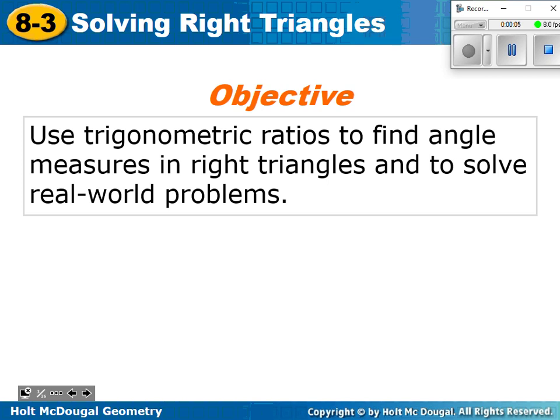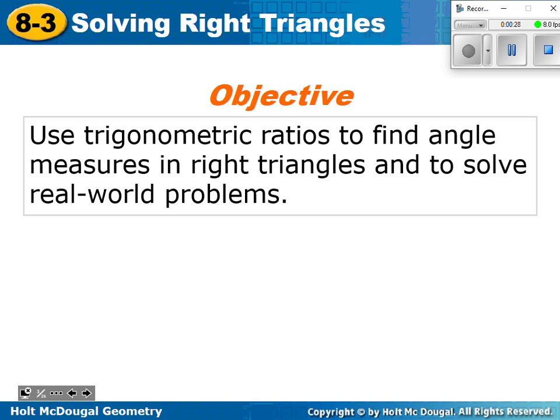So the big idea today is two things. One, we're going to try to find angle measures. Two, we're going to solve right triangles. And when you see those directions, solve the right triangle, it means find all the missing parts. Okay? So they're going to have to give you 3 pieces of information, and then from that, you'll have to find 3 more pieces of information.